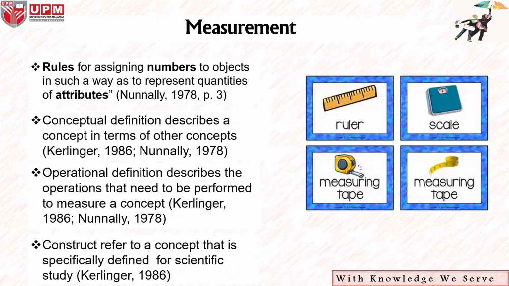Okay, so what is measurement? Measurement refers to any rules for assigning numbers to objects in such a way as to represent quantities of an attribute. It means we want to quantify something, like a ruler. The conceptual definition, as I explained earlier, in our study refers to a definition that describes a concept in terms of another concept. So the conceptual definition leads to another concept which is not in measurable form.